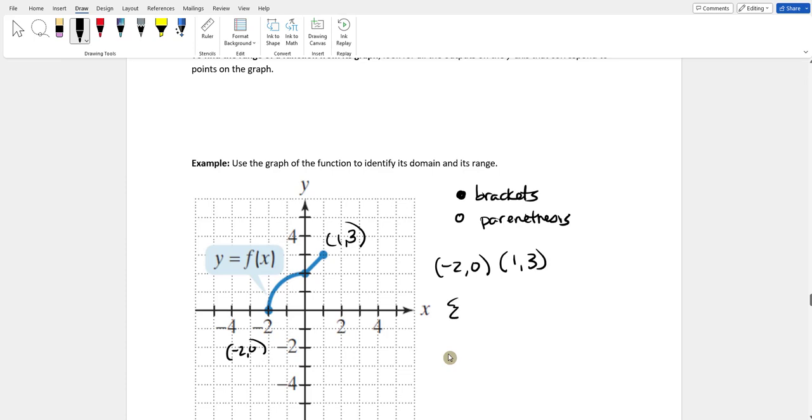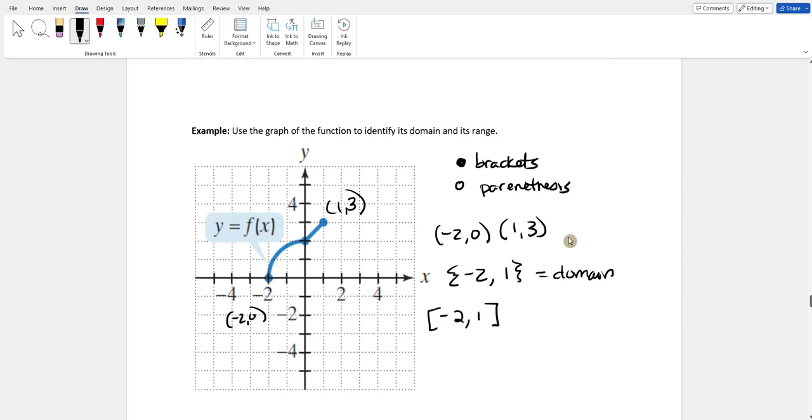My domain would be negative 2 and 1. So when we write this, this is our domain. Since we have closed circles, it's going to be in brackets. So it goes from negative 2 to 1, and we'll use brackets. The range will be the y values. Once again, since we have closed circles, we're going to write it in interval notation, and we're going to use brackets.